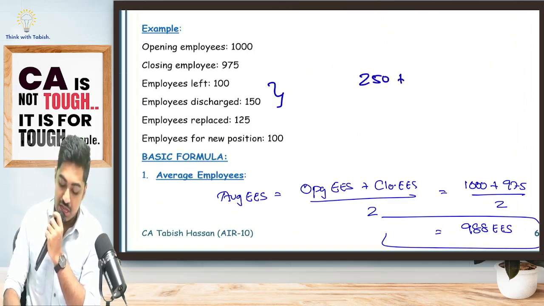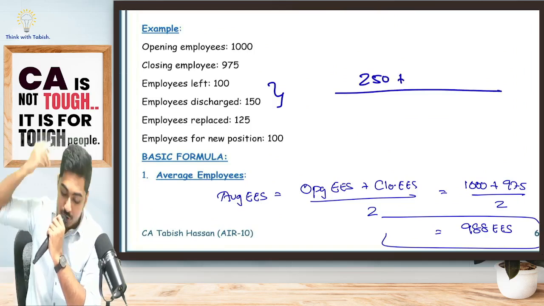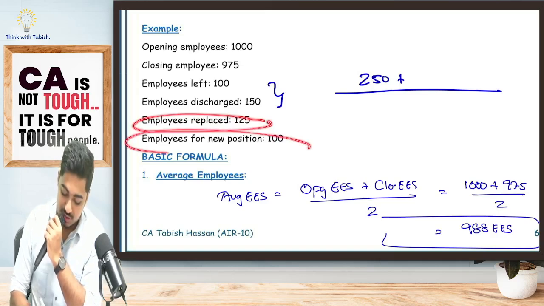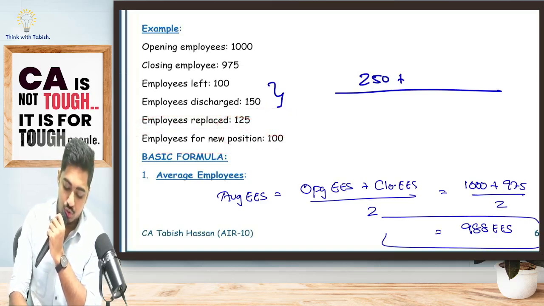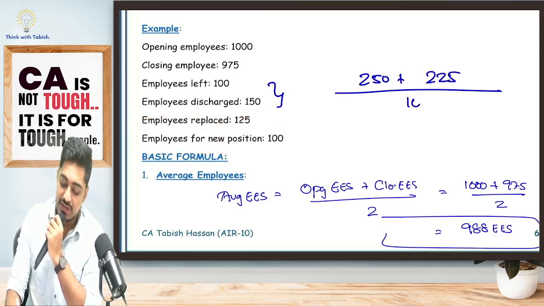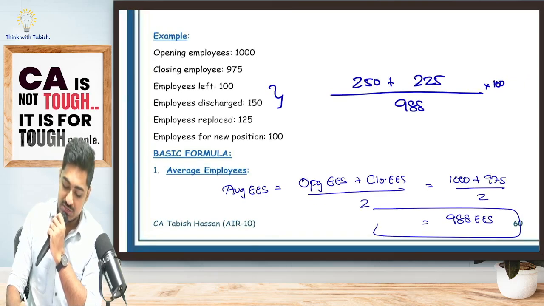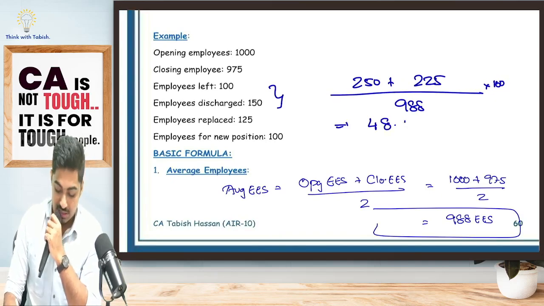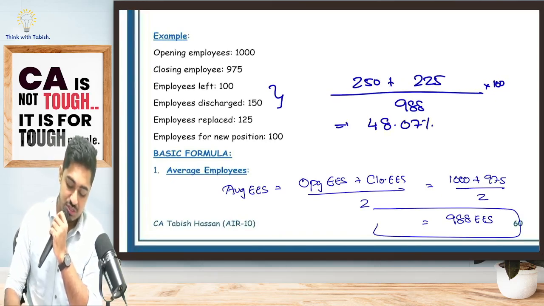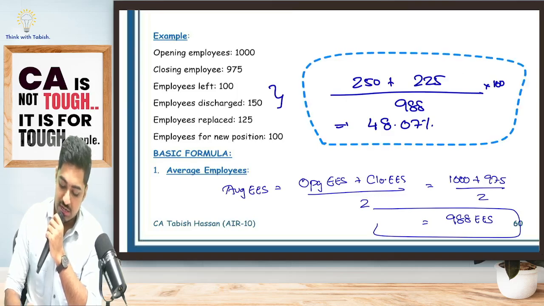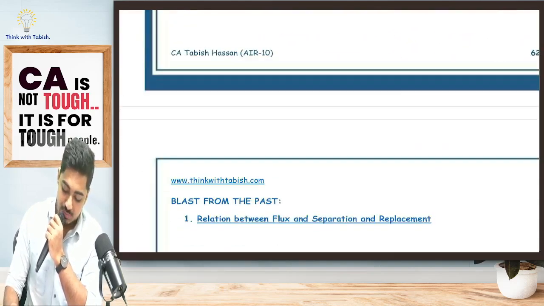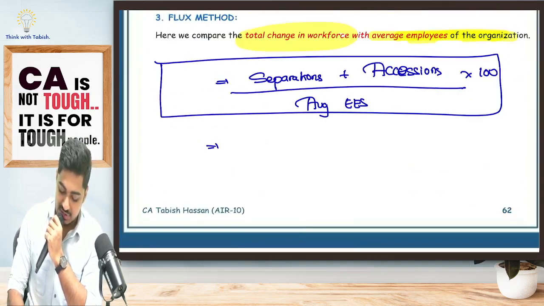250 is separation. How many accessions, how many new employees have joined? For replacement, how much did we get? 125. For fresh posts, how much did we get? 100. That means total 225. Yes or no? Divided by average number of employees, 988, into 100. How much percentage is it going to be? 48.07. So overall there is roughly a 48.07 percent change in our employee composition. Is this clear, everyone? Yes or no?